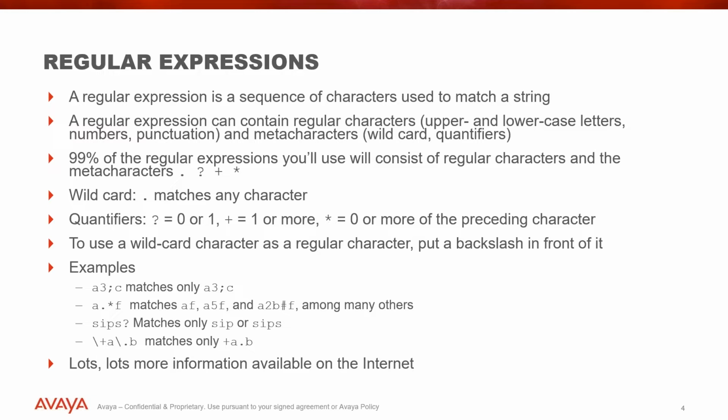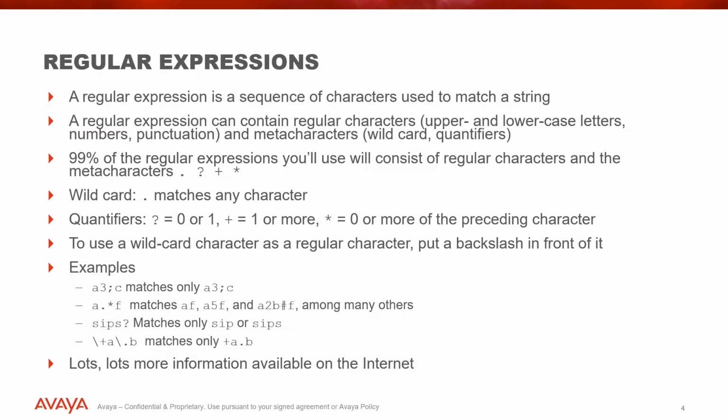So there are 2 kinds of characters you're going to see in a regular expression. There are regular characters, which are just upper and lowercase letters, numbers, punctuation. And then there are meta characters. The main 2 categories of meta characters are wildcards and quantifiers. This may sound intimidating, but really 99% of the regular expressions you're going to look at will have regular characters and the big 4 meta characters. That's dot, question mark, plus, and star.